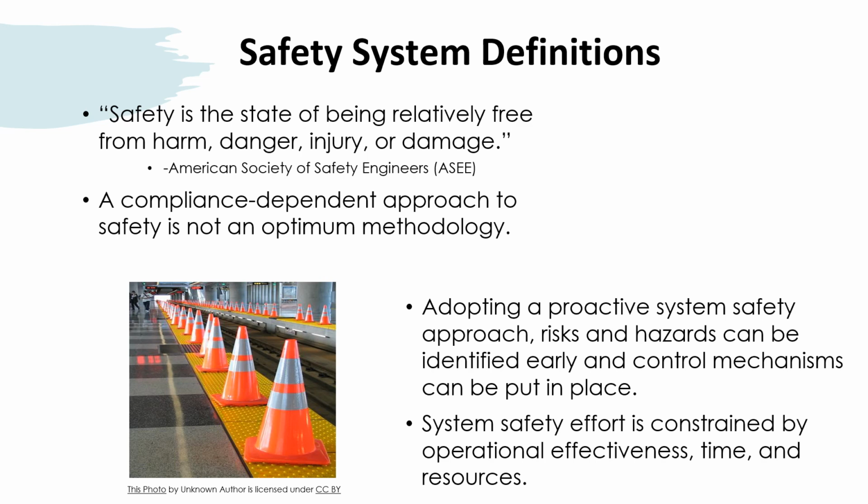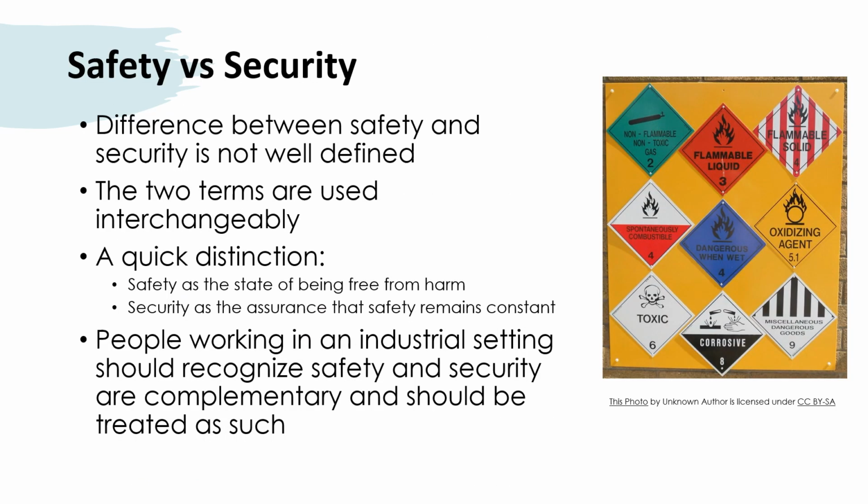By adopting the proactive system safety approach, risks and hazards can be identified early and control mechanisms can be put in place to mitigate or prevent those from happening. The difference between safety and security is not well defined. At times, the two terms are used interchangeably. One way to look at this is to think of safety, as defined above, as being the state of being relatively free from harm, and security as the assurance that safety remains constant. At the very least, people working in an industrial setting should recognize safety and security are complementary and should be treated as such.